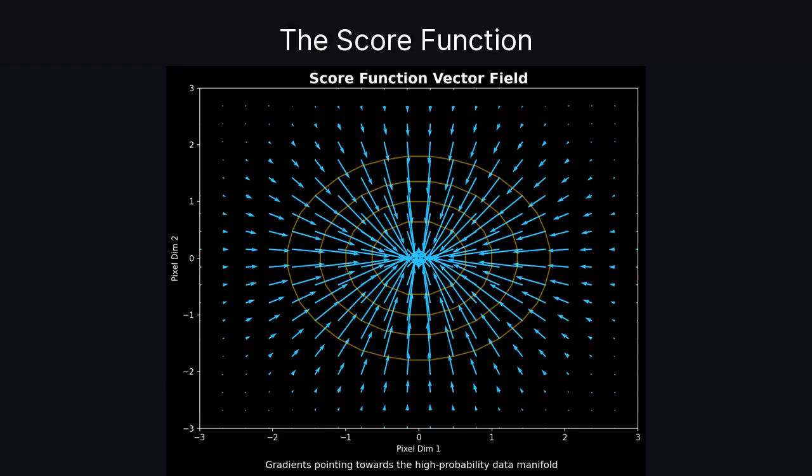Another way to view this is through the score function. The score is the gradient of the log probability of the data. Essentially, it computes a tangent line that points uphill toward more realistic images out of the noise.